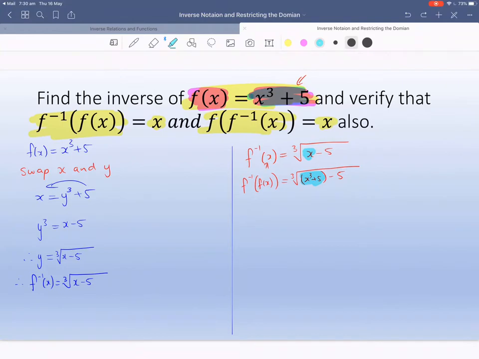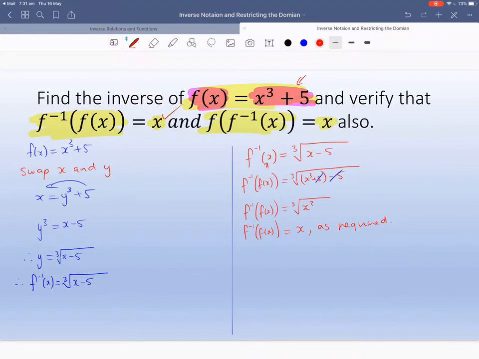Now what happens there? These brackets hold no real value, so I'm going to get rid of them. That means I can cancel this 5 with that minus 5. So what am I left with? I'm left with the inverse function of f of x equal to the cube root of x cubed. Now we know that just equals x. That's what we needed to show, as required.